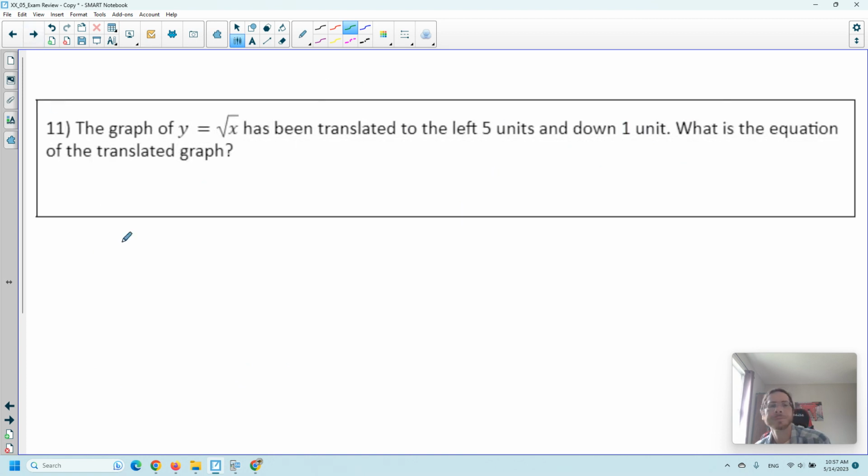For 11, it says y equals radical x has been translated to the left 5 and down 1. What's the equation of the translated graph?